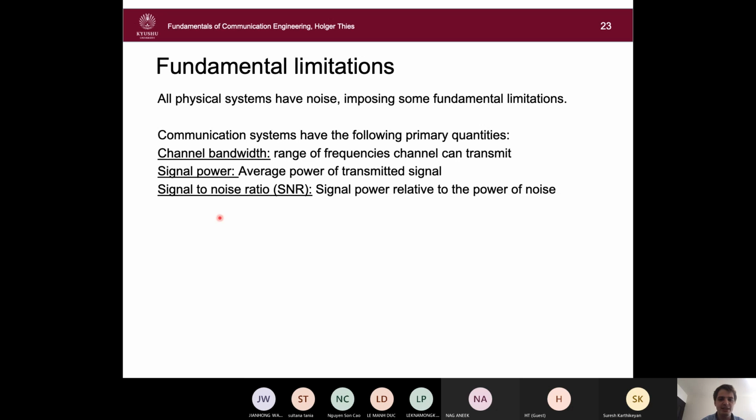Then there's some electrical power. The signal will have some electrical power, and the signal power is the average power of this transmitted signal. And there's the signal to noise ratio, which means the signal power divided by the noise power. We can measure both the signal power and the power of the noise in volts, for example, because those are electrical signals. And then the signal to noise ratio is the ratio of the signal power to the noise. So signal power divided by noise.